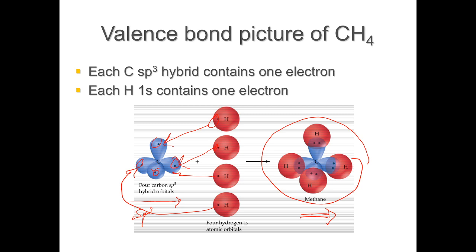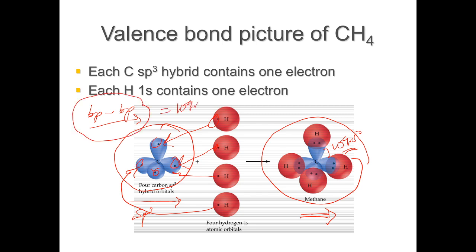Then note that the bond angle here is 109.5. The reason being, methane hasn't got any lone pairs, so we only have bond pair repulsion. And when these are repelled equally in 4 directions, what you get is a tetrahedral with 109.5 degrees as your bond angle.